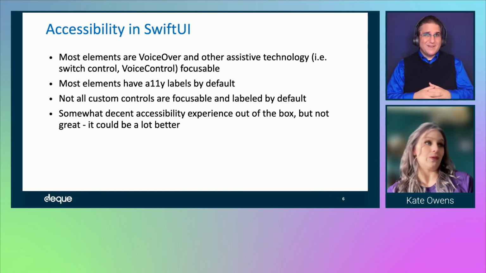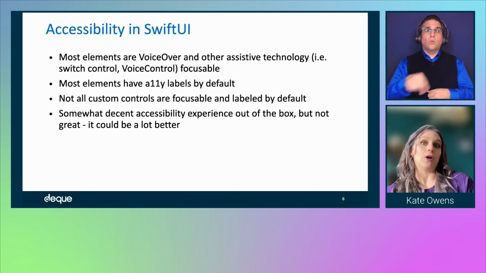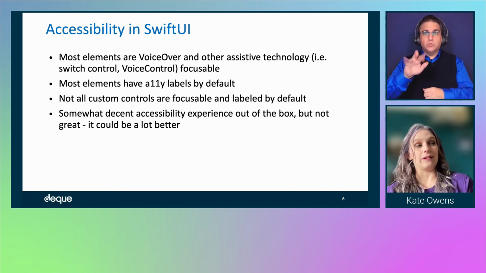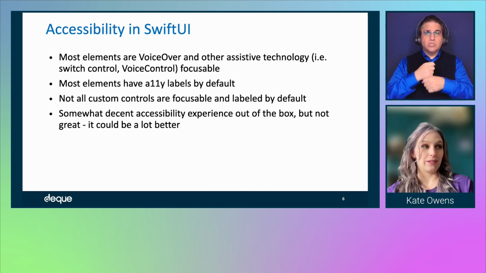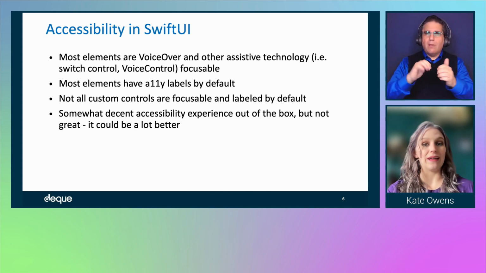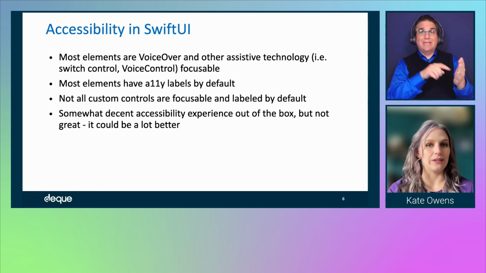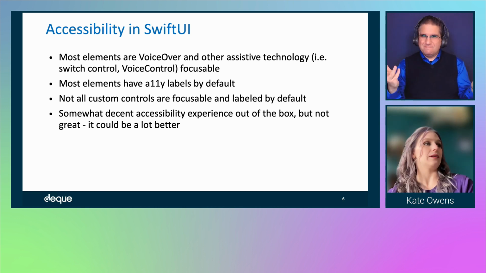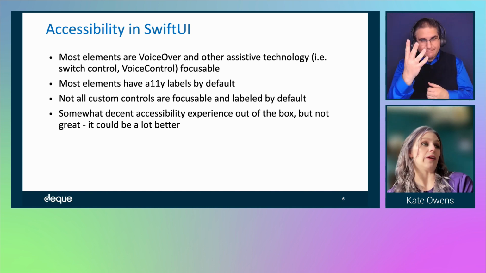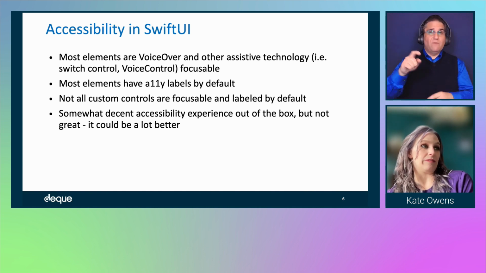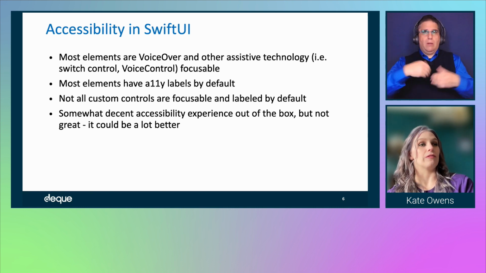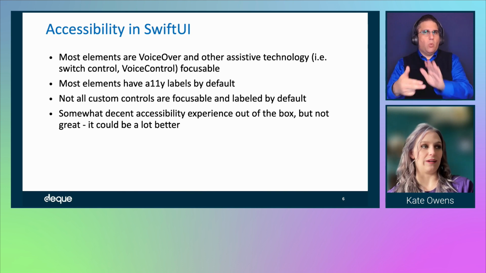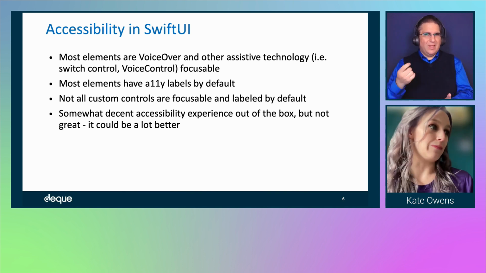Most elements also already have an accessibility label by default. SwiftUI will most of the time generate an accessibility label from the text that's in an element. So it's one less thing that you might have to do or think about. It is worth noting, though, that although most of the default elements are accessible by default, not all the custom controls are focusable and/or labeled by default. So we've got a little bit of divergence there. It's important to keep in mind as we go through.